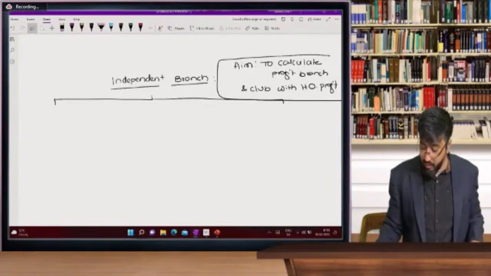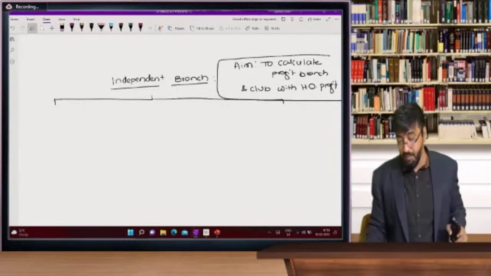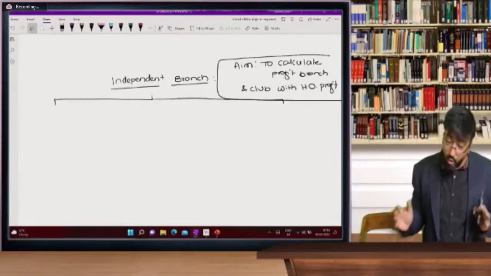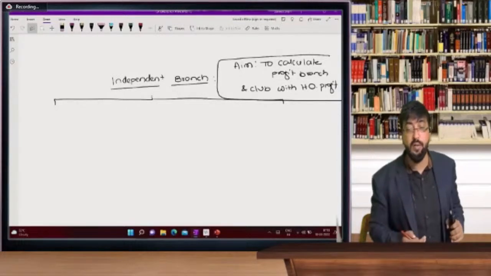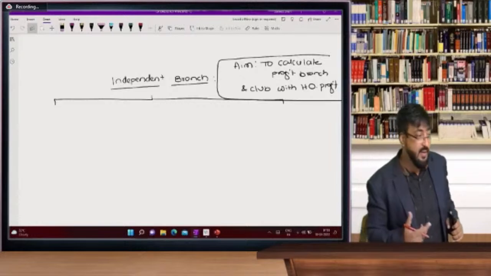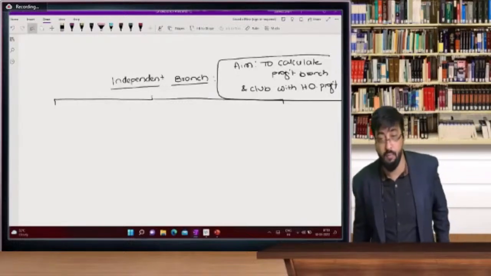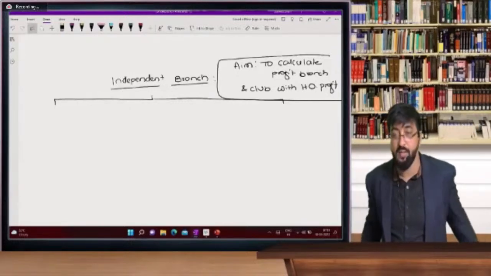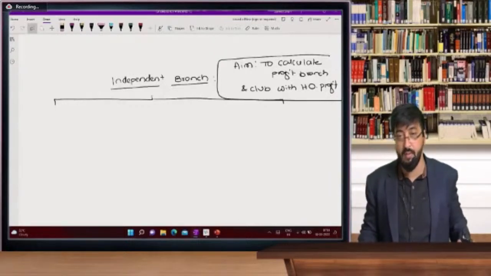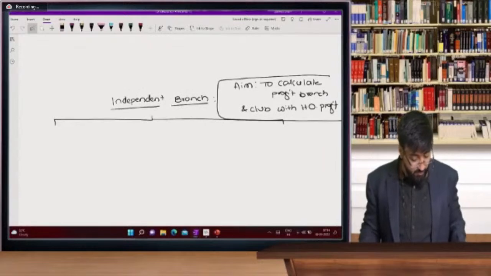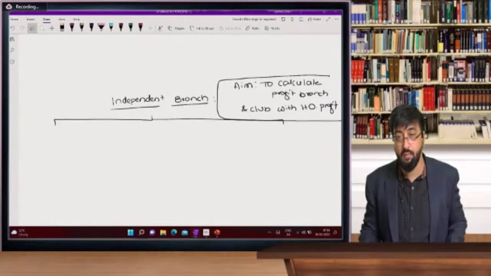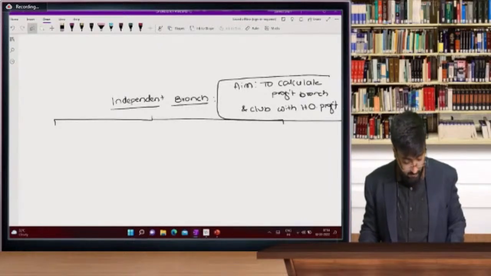Okay. So now it's time for your question. Sir, now you only tell me what is the first important point while starting with independent branch. So when we start with independent branch, can you tell me how we are going to start? First we have to calculate profit, but what is the first step in this calculation of profit? Yes, any one of you, before starting any clubbing of profit, what is the first step? What is the first step?